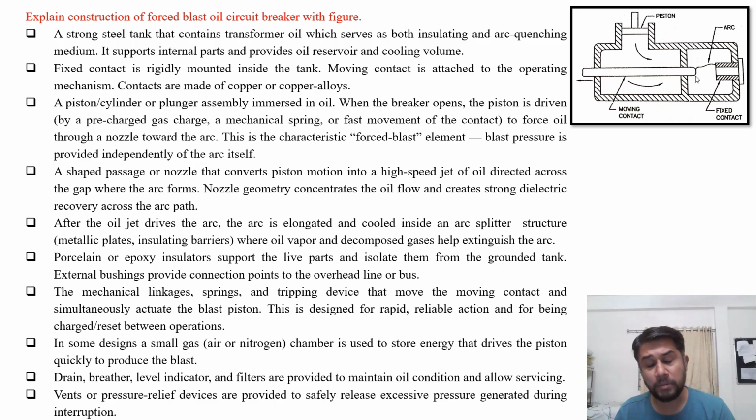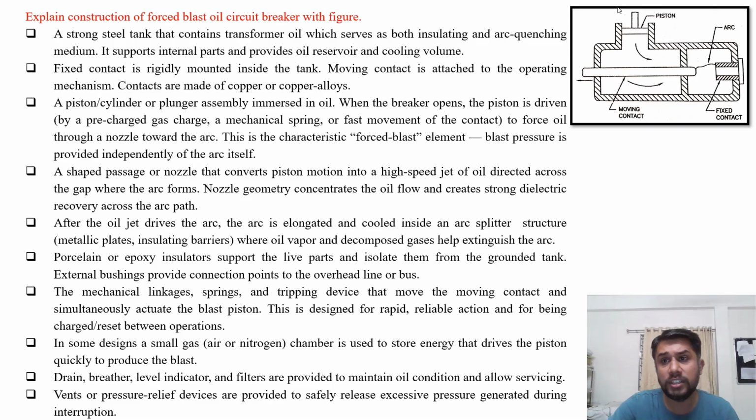Now when the breaker opens, the piston is driven by a precharged gas charge or a mechanical spring or a fast movement of the contact itself to force oil through a nozzle towards the arc. So when this contact separates, this is the opening from where the oil flows. This is the characteristic forced blast element, meaning the blast pressure is provided independently of the arc itself, due to this piston arrangement, piston movement available here.